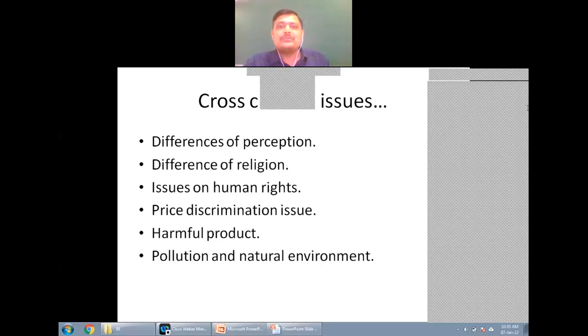So we are going to think with the perspective of one individual. So try to visualize all the aspects with the comparison mode of even organizational viewpoint, government viewpoint, and our stakeholders' viewpoint is most important in terms of understanding the human rights. Even price discrimination is one more issue. Different currency values and price discrimination.